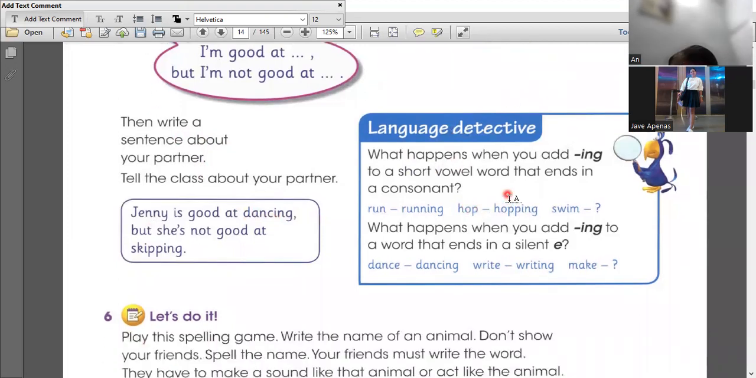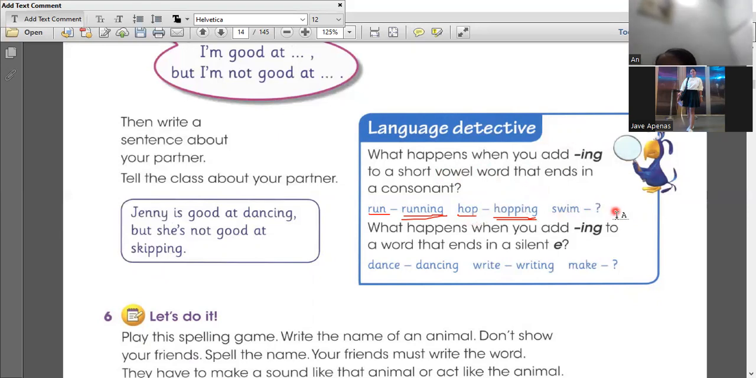Before we go through the next part, I would like to discuss what happens when you add ing to a short vowel word that ends in a consonant. For example, run. When you add ing, we say running. Hop, hopping. What about swim? Swimming, correct. So every short vowel word that ends with a consonant, we add ing.